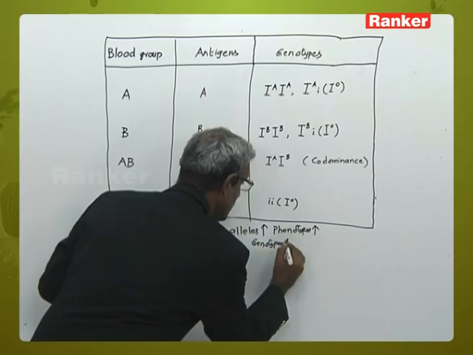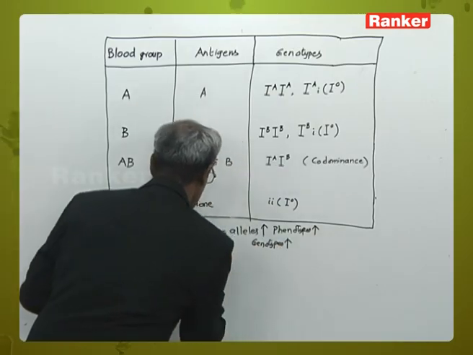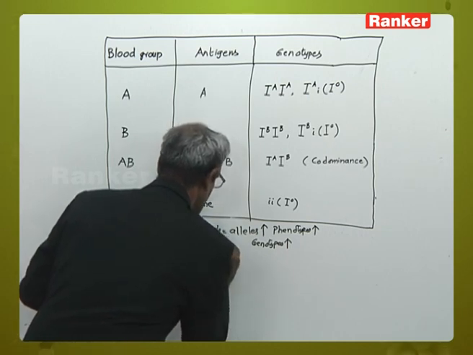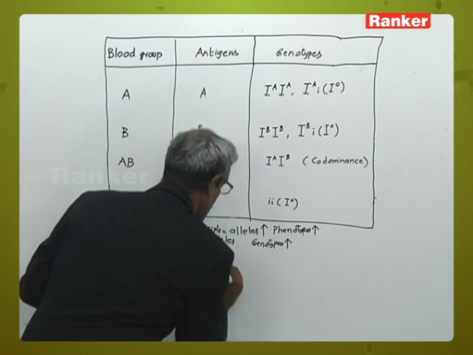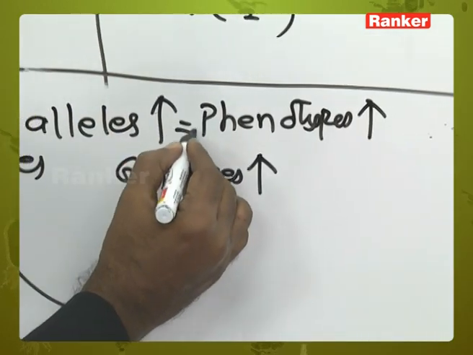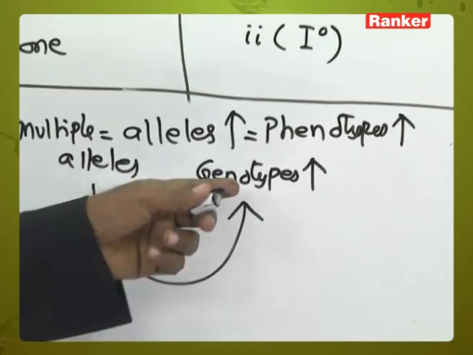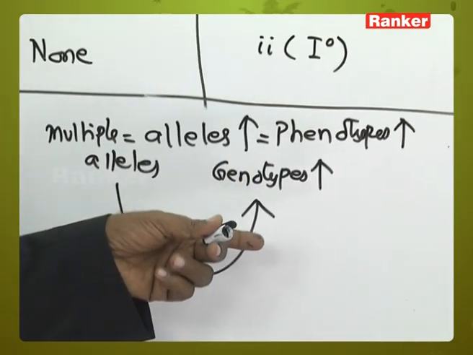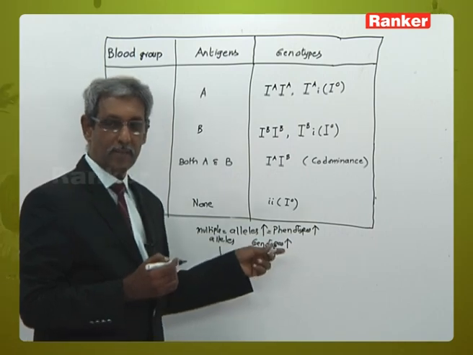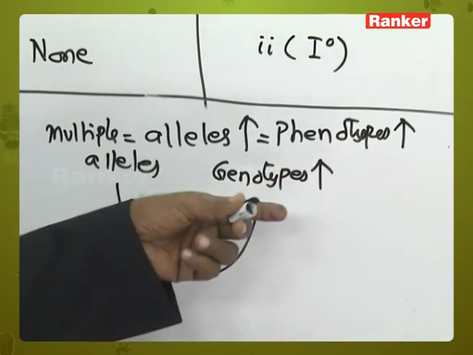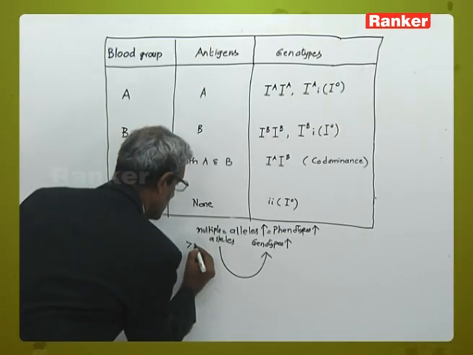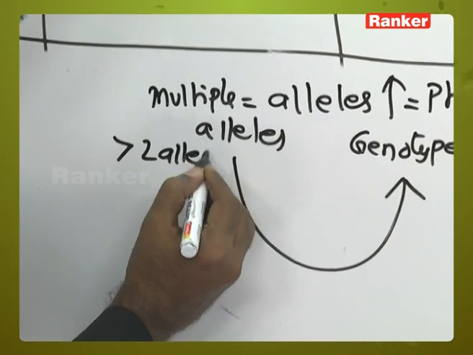So this relation is a characteristic feature of multiple alleles. Whenever you take multiple alleles, all multiple alleles show an increase in alleles equal to an increase in phenotype as well as an increase in genotype. Thereby, for problem number 4, the correct answer is an increase in the number of phenotypes and genotypes if there are more than 2 alleles.